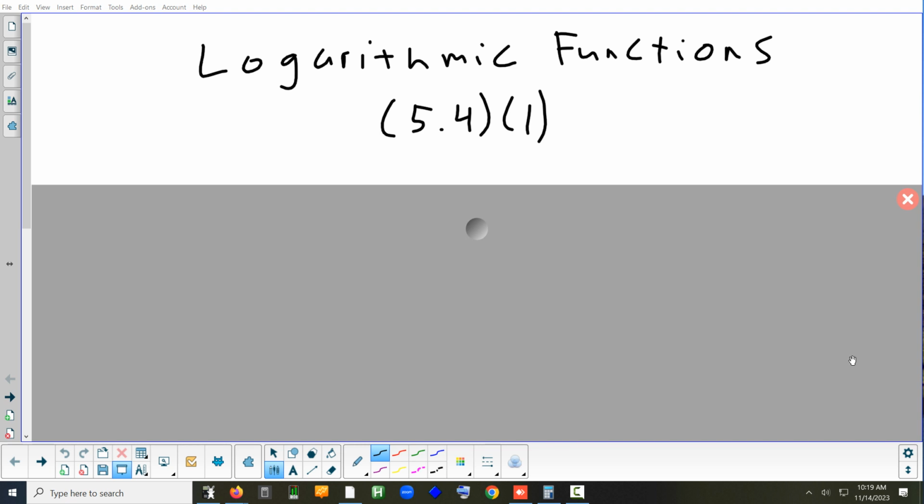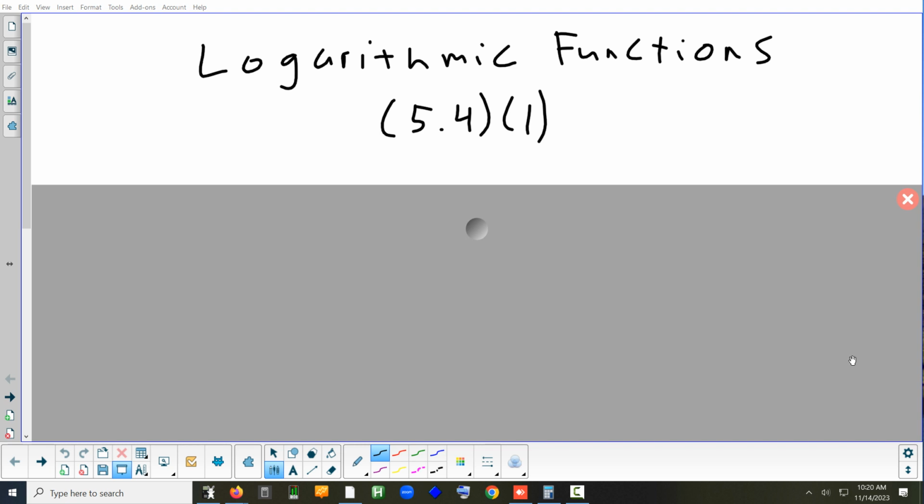So the last thing we're going to look at for this week is logarithmic functions. That's both 5.4 part 1 and 5.5. And we're going to do all the kinds of things we normally do when we look at a function. We'll define it, what it looks like when you graph it, and we'll look at how you can solve equations with logarithms.